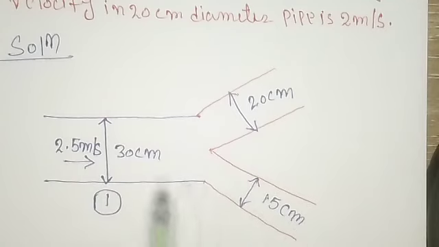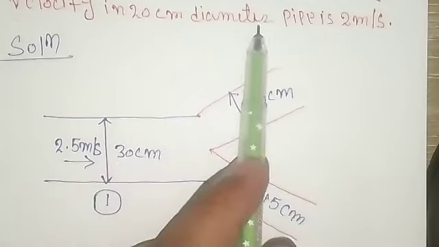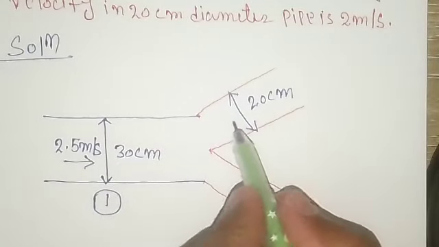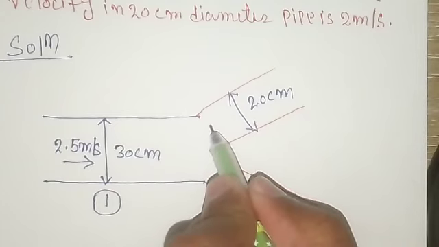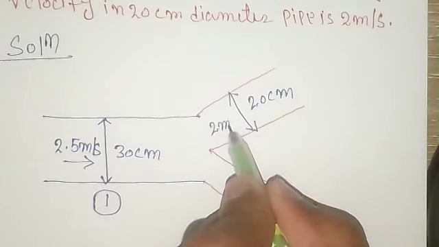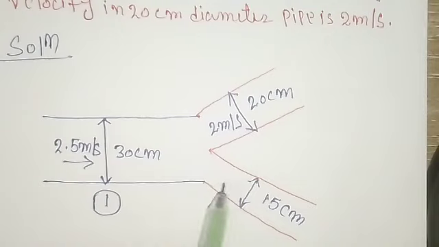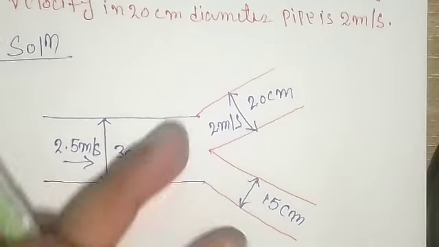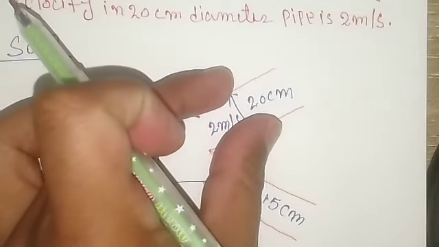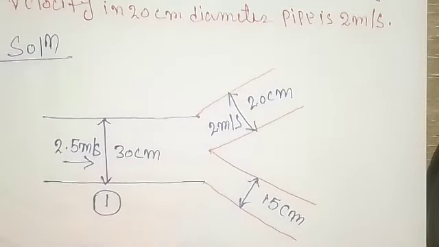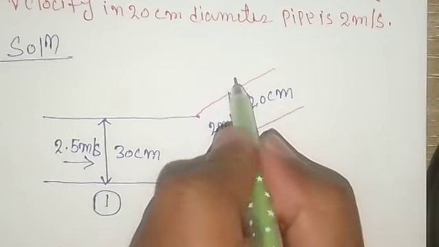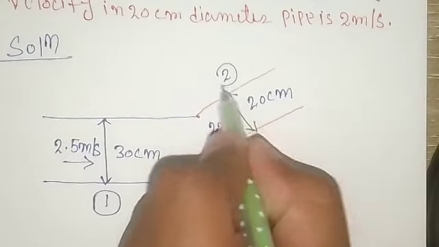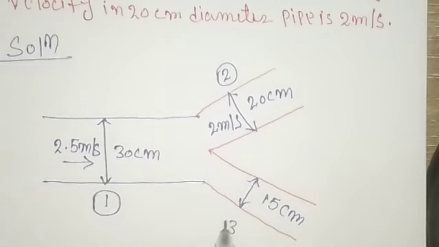Also the velocity for the pipe of diameter 20 centimeter is given. Let's say this is V, here V is equal to 2 meter per second, and the velocity in the other pipe we have to find. As I said, this is the main branch and it is bifurcated into two pipes, one with diameter 20 and one with diameter 15. The main pipe we consider as 1, this I am taking as 2, and this I am taking as 3.